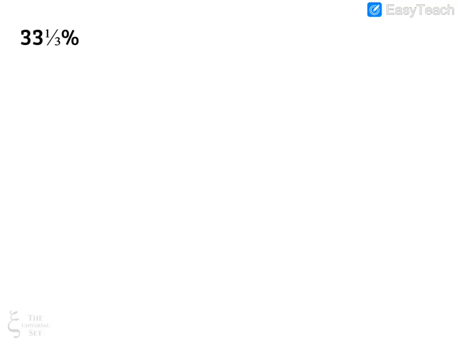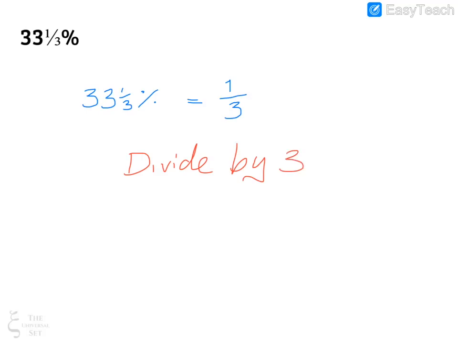Now you might remember from our fractions, decimals and percentages lesson a couple of weeks ago that 33 1/3%, if I change that into a fraction, is the same as 1/3. So if I want to find 33 1/3% of something, that's the same as finding a third. So how do I find a third? I divide it by 3. So if a question asks us to find 33 1/3% of something, we're going to divide by 3.